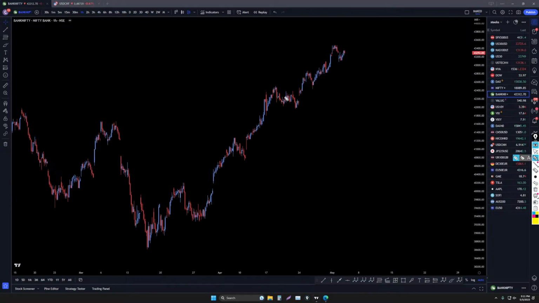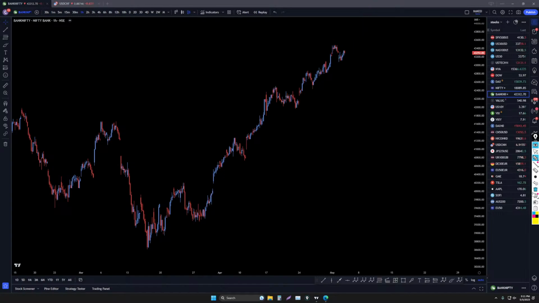Oh, look at that. That was almost a perfect ABC right there. ABC down, impulsive up. ABC down, impulsive up. If it makes another ABC, then I would definitely just keep on going long. No reason to think the trend is over. No break of structure to the downside.